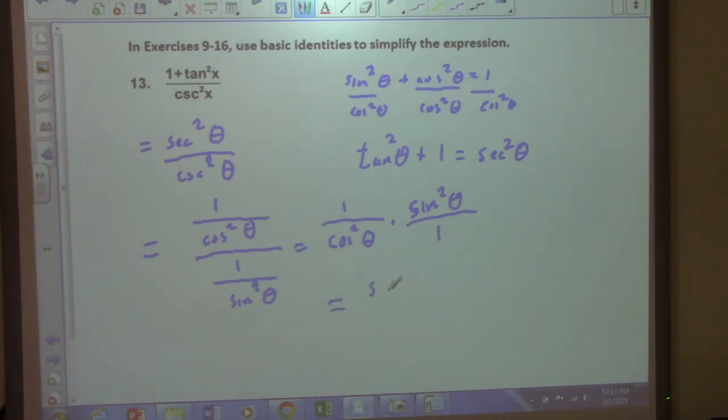Cosine theta times sine theta. Nope. Wait, no, it's sine squared theta versus cosine squared theta. Which is going to be what? What does this simplify to here? Tangent squared theta. So this is going to be your simplification of that. Okay?